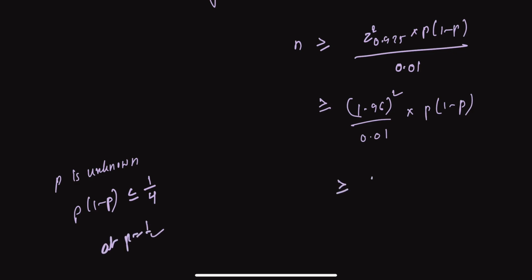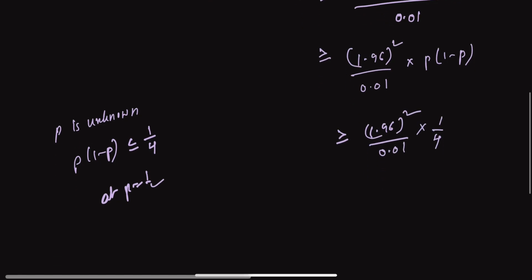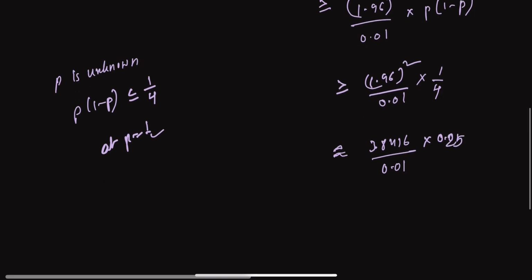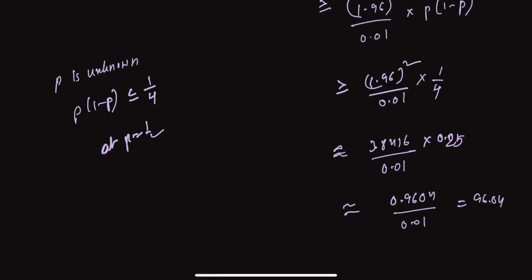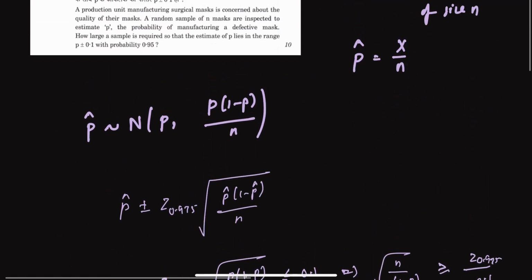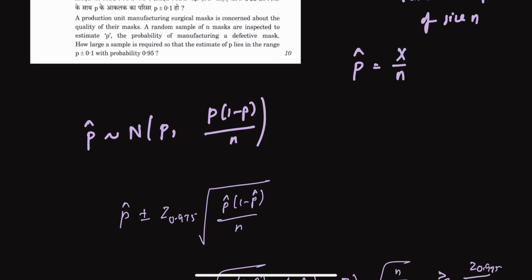So n is greater than or equal to 1.96 whole square by 0.01 into 1 by 4. That is approximately 3.8416 by 0.01 into 0.25, which is approximately 0.9604 by 0.01, which is 96.04. If we take the next integer, n would be 97. Therefore the sample should be at least of size 97, so that the estimate of P lies in the range P plus or minus 0.1 with probability 95%.